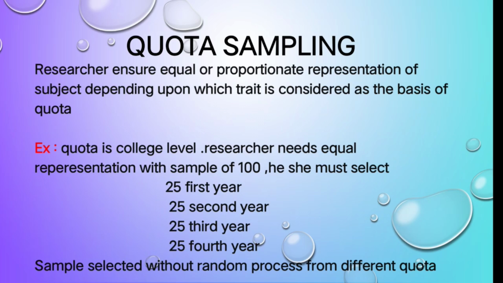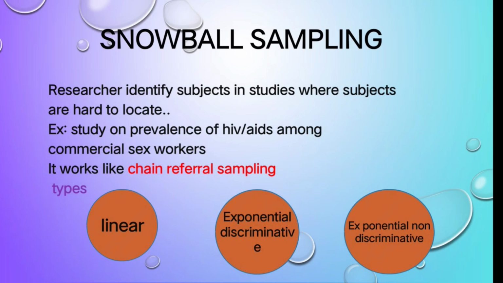Next is quota sampling. The researcher ensures equal or proportionate representation of subjects depending upon which trait is considered as the basis of quota. For example, the quota is college level. The researcher needs equal representation with a sample of 100. He or she must select 25 from the first year, 25 from the second year, 25 students from the third year and 25 from the fourth year. So the sample is selected without a random process from different quotas. That is known as quota sampling. So in different quotas we are going to select the sample.